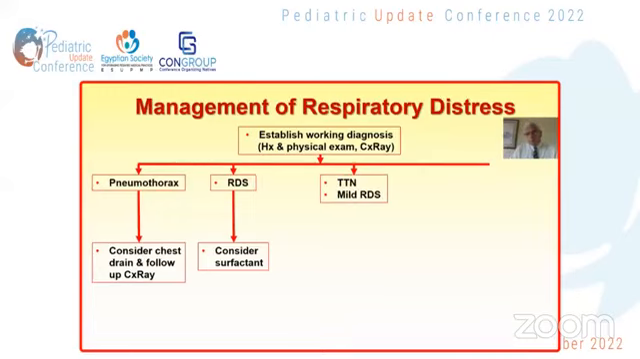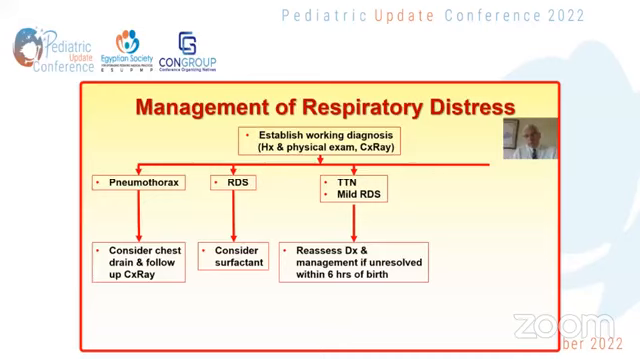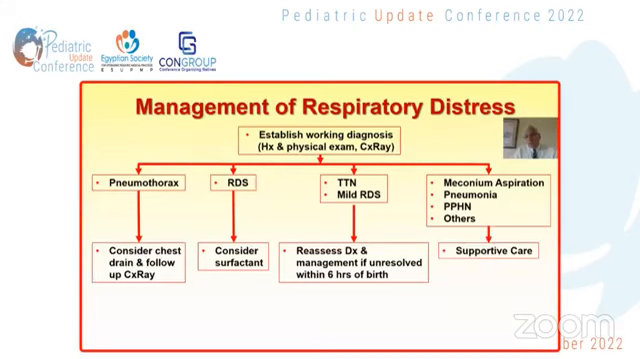If you're dealing with transient tachypnea of the newborn or mild RDS, then you could wait. You could reassess the diagnosis and management if the respiratory distress doesn't resolve within 6 hours of birth. If you're dealing with meconium aspiration, pneumonia, PPHN, or others, then in that case it is supportive care, as we're going to discuss later on.